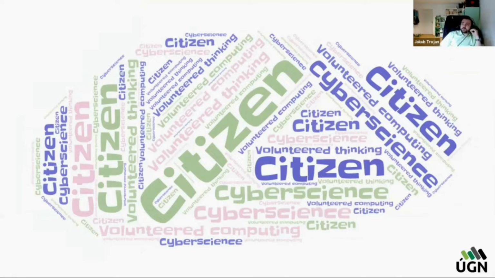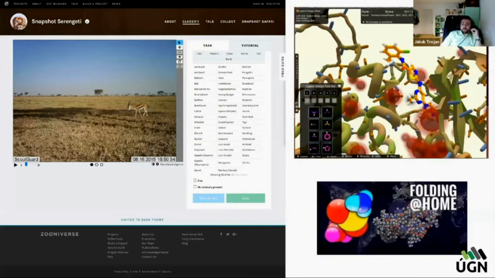Good examples are projects where you are sitting in front of the computer and you are interacting with some activities on your computer. The first example is from the very famous project Snapshot Serengeti. It's a project where a lot of pictures from camera traps are stored on the website, and ordinary people, citizen science enthusiasts, are looking at the pictures and trying to classify what is in the picture.